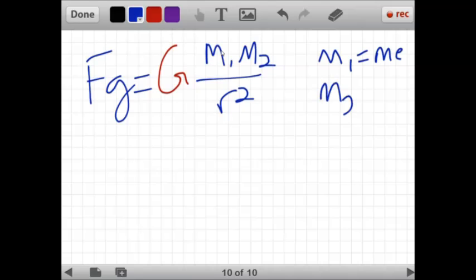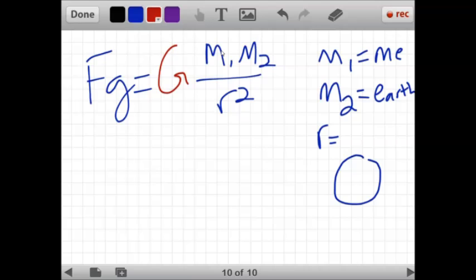Mass 2, let's think about what that would be. I'm looking at the force of gravity between me and what object? Should be pretty apparent that it's going to be the Earth. Right? So the mass 2 is going to be the mass of the Earth, which is going to be a pretty big number because the Earth is pretty large. The very last thing we need to think about is, what is this radius going to be? Well, if this is the Earth, and here's me, it's going to be the distance between the very center of the Earth and wherever I am on the surface. Right, so this would be r. In other words, I need to find the radius of the Earth.